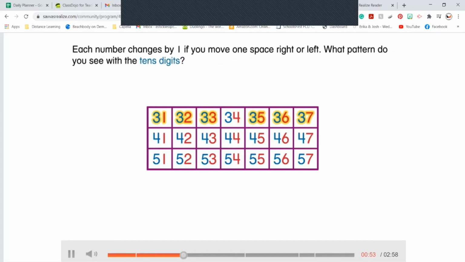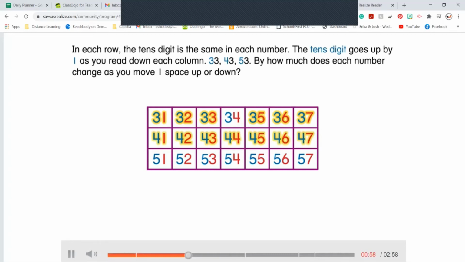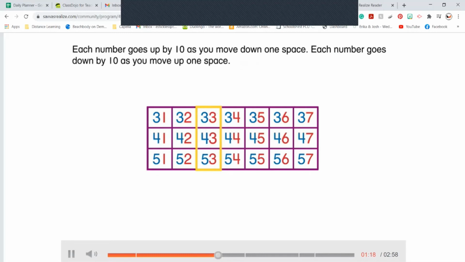What pattern do you see with the tens digits? In each row, the tens digit is the same in each number. The tens digit goes up by 1 as you read down each column. 33, 43, 53. By how much does each number change as you move one space up or down? By 10. Each number goes up by 10 as you move down one space. Each number goes down by 10 as you move up one space.